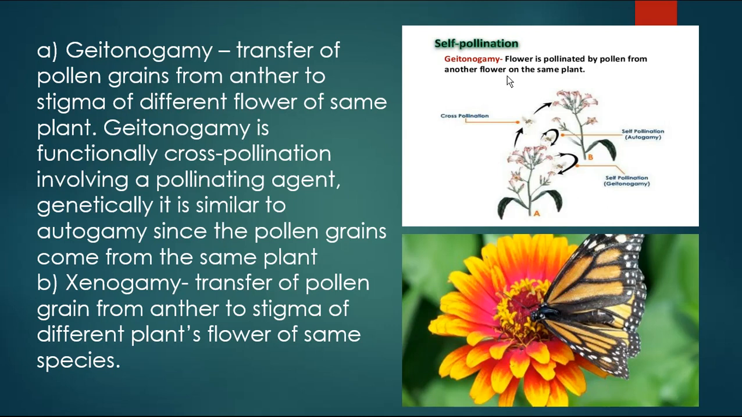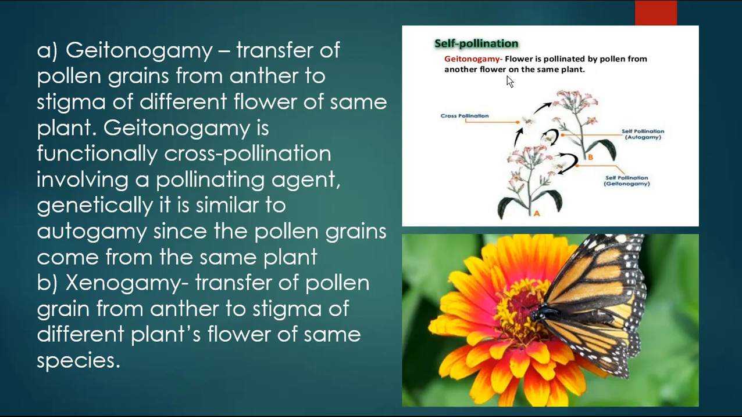The next type is xenogamy. Transfer of pollen grains from anther to stigma of a different plant. This is the only type of pollination which, during pollination, brings genetically different types of pollen grains to the stigma.